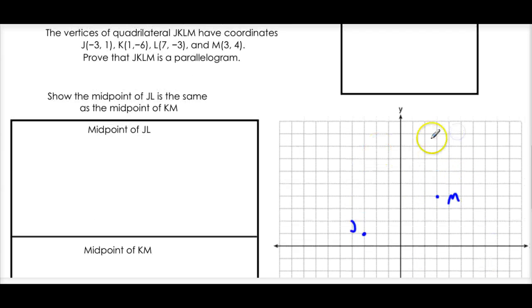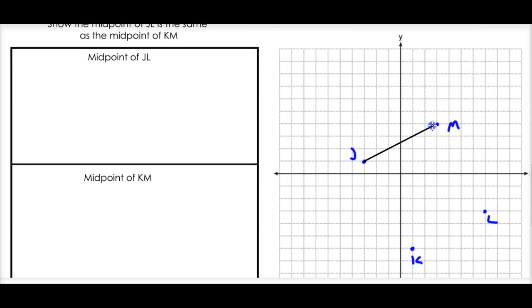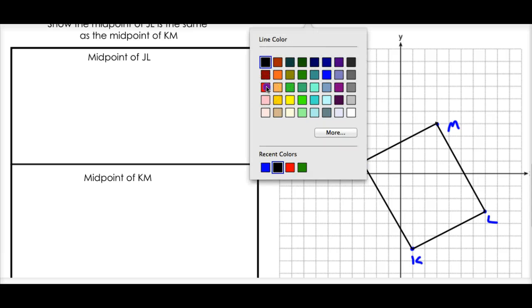All right, let's connect it up. Let's draw our parallelogram here. J to M, M to L, K to L, and finally J to K. All right, that's a fine looking figure, much like a parallelogram. Looks like a parallelogram to me. But the next part we're going to do is try to show that the midpoint of the two diagonals, which is M and K, and J and L, are exactly the same.